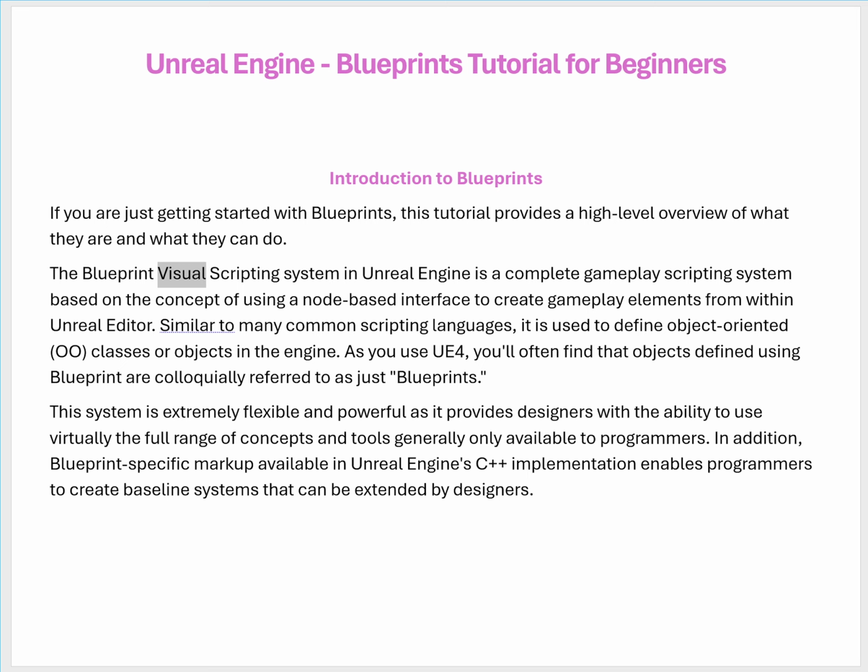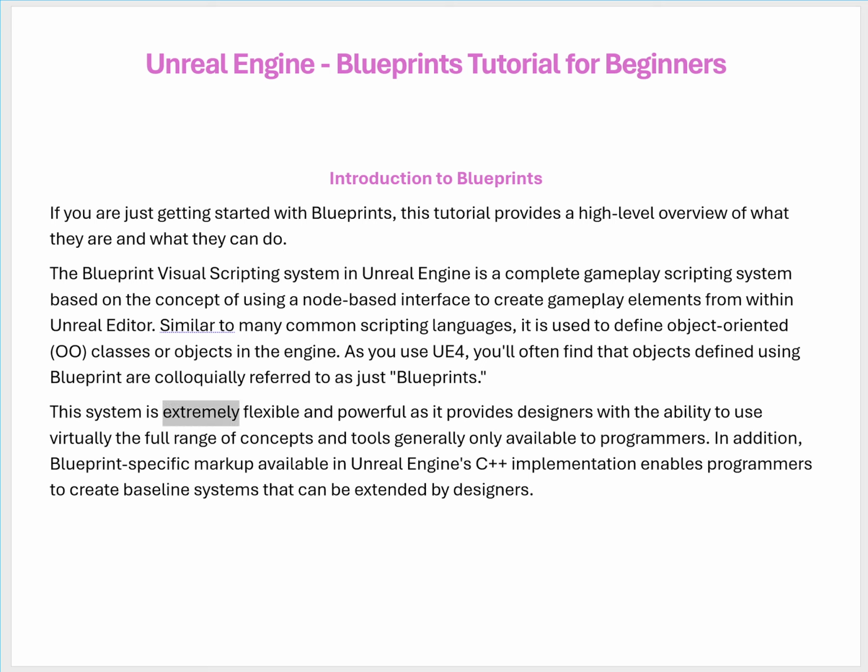The Blueprint visual scripting system in Unreal Engine is a complete gameplay scripting system based on the concept of using a node-based interface to create gameplay elements from within Unreal Editor. Similar to many common scripting languages, it is used to define object-oriented (OO) classes or objects in the engine. As you use UE4, you'll often find that objects defined using Blueprint are colloquially referred to as just blueprints.